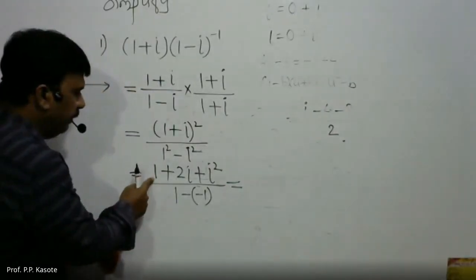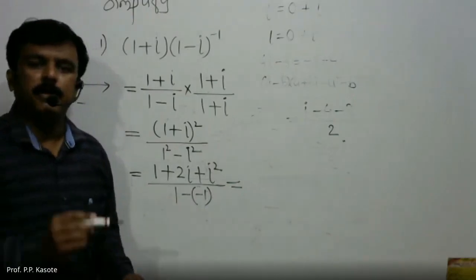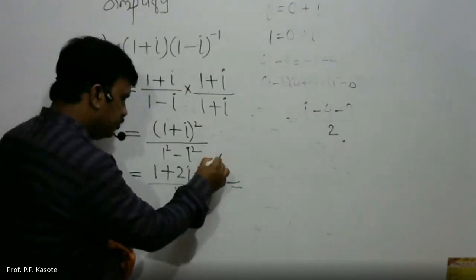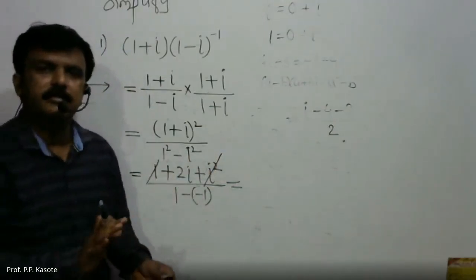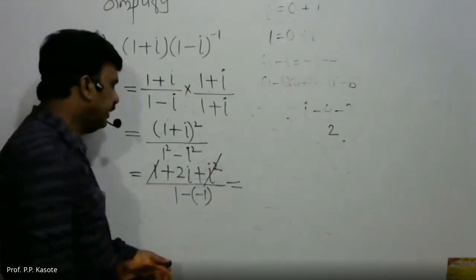Now this plus 1 and i square will get cancelled. Why? Because the value of i square is minus 1. So plus 1 minus 1, these two will get cancelled. मैंने इन दोनों को cancel क्यों किया? अच्छी तरह से समझ के लो, because the value of i square is minus 1. So plus 1 minus 1 will get cancelled.